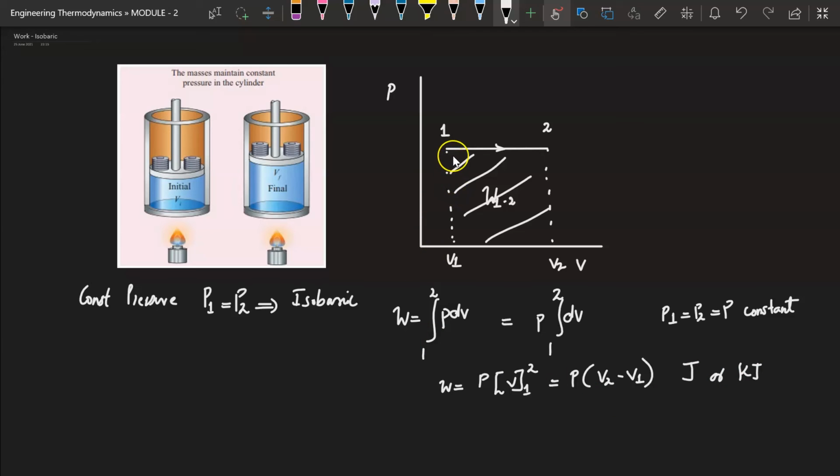And the work done under this curve 1 to 2 will give you the work done by the concept of area under the PV diagram.